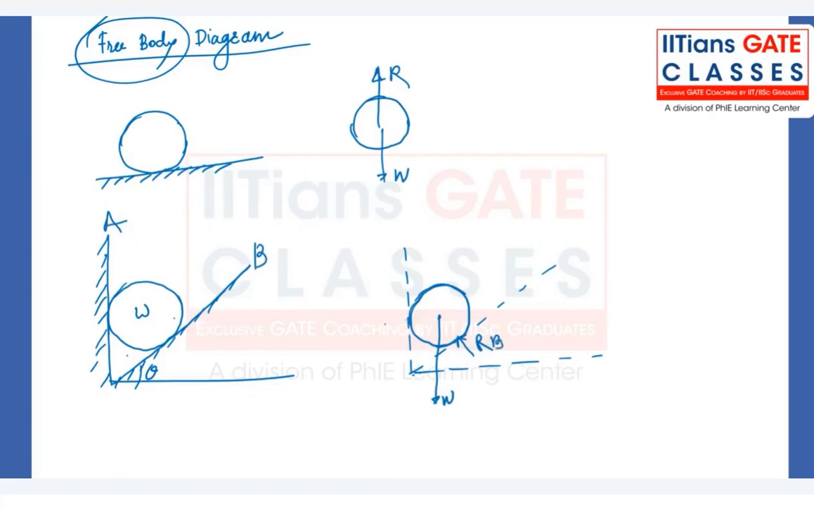RA basically here, but yeah, like this. Let me use the red pen to highlight RA. We have RB, and then weight is acting downward. If the angle between these two surfaces is theta, then the angle between their perpendiculars should also be theta. So this angle has to be theta. Clear? Any doubt in this free body diagram?